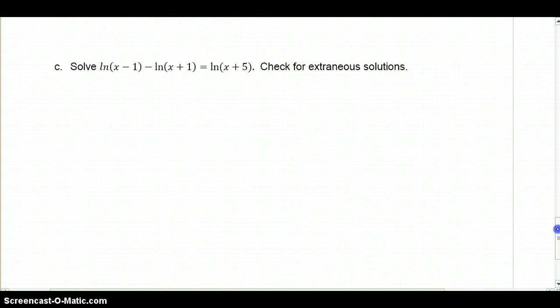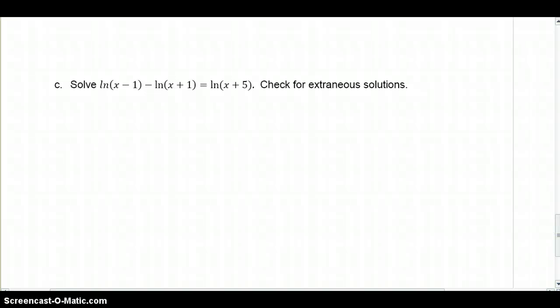Alright, letter C is pretty similar. We've got 2 different logarithms. Remember, ln, that's just log base e, so don't get freaked out. You can feel free to rewrite it as log base e if it makes you feel more comfortable. I'm just going to leave it as natural log ln because I know that there's a base e in there.